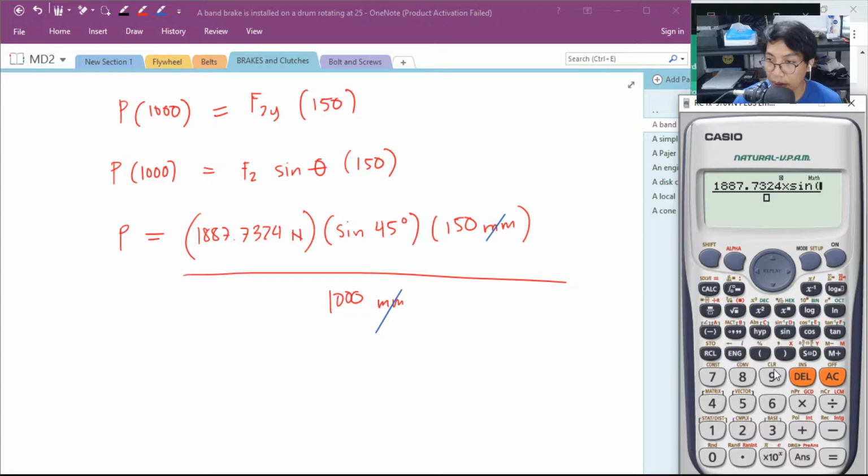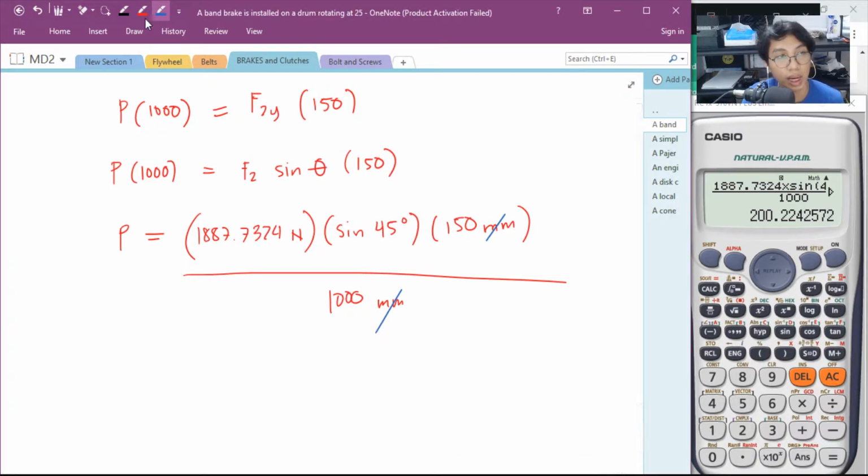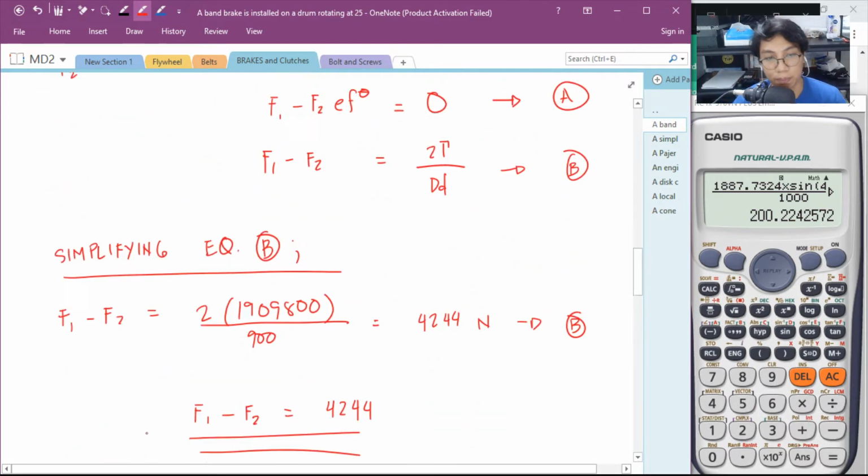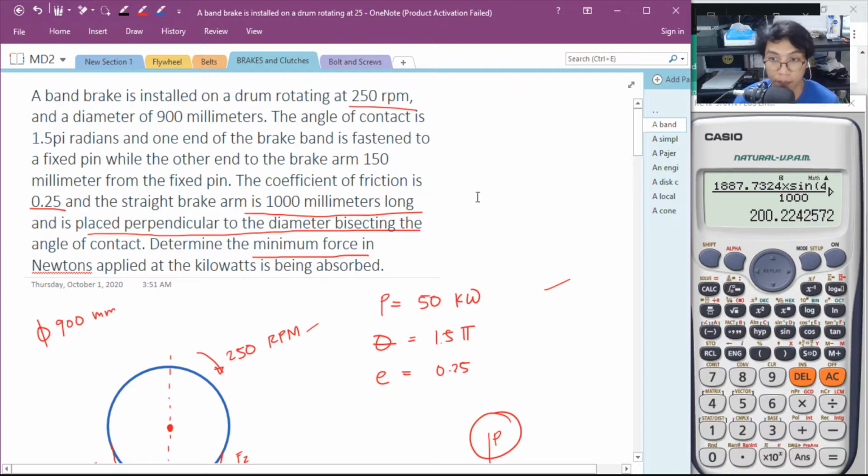Times sine 45 times 150 divided by 1,000. The force that is applied there is, so the answer will be P is equal to 200.22 newtons. Madali ba? Medyo challenging lang kung hindi mo matatandaan yung iyong statics. Okay? That is for problem number 1.